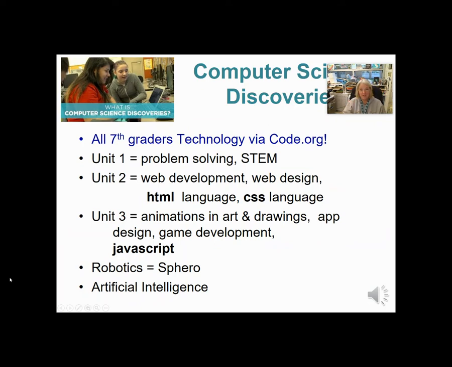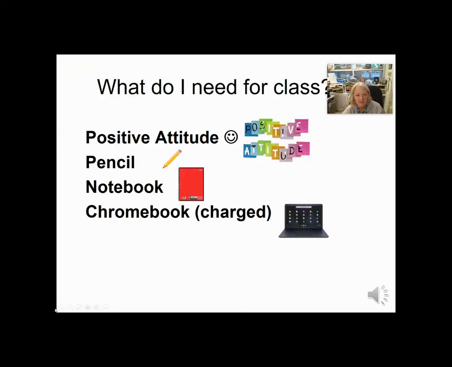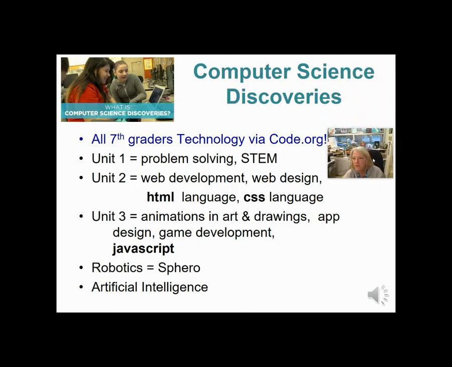So here's what 7th grade computer science is all about. We use the curriculum provided on the website code.org. It's the Computer Science Discoveries curriculum. What we focus on in the first unit is a lot of problem solving. We talk about how computers think and work, how programmers problem solve and approach problems.